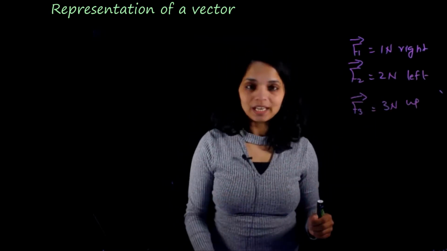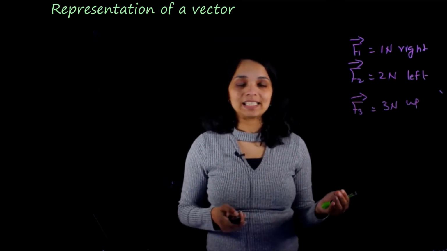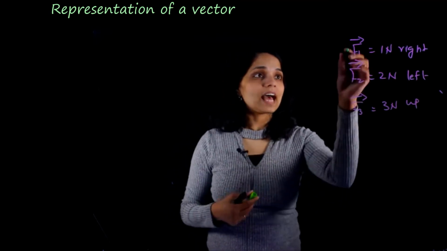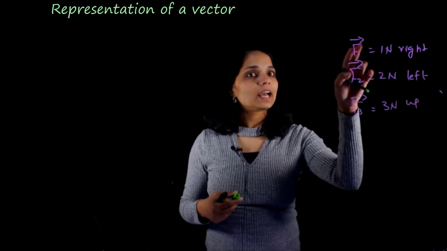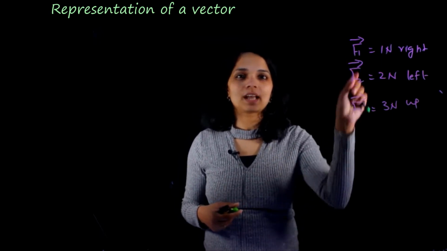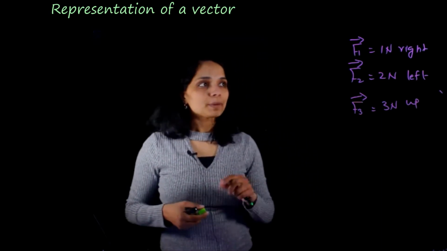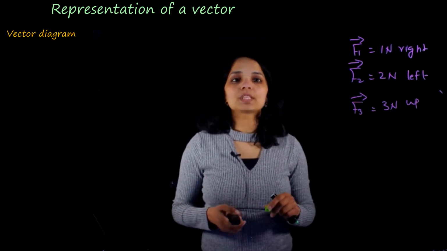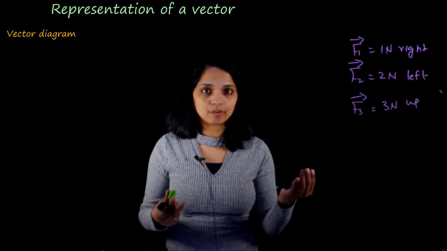How can we properly represent these vectors? First of all, these arrows are showing this is a vector. That's a usual practice, to use either an arrow or a bold letter. But it's always easy to put an arrow rather than using bold letters. And to represent these vectors, we can use a vector diagram. That's usually an arrow. It's very simple. Use an arrow.